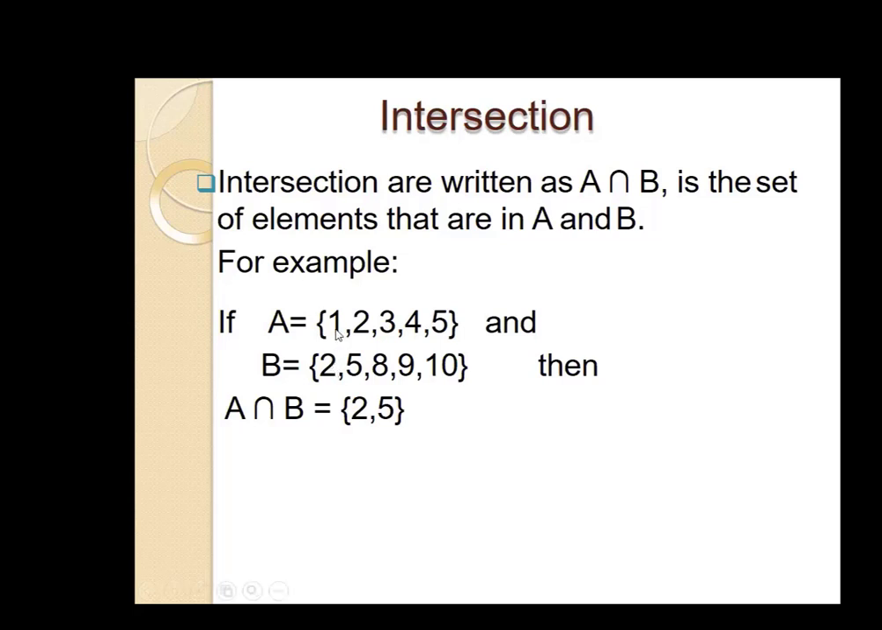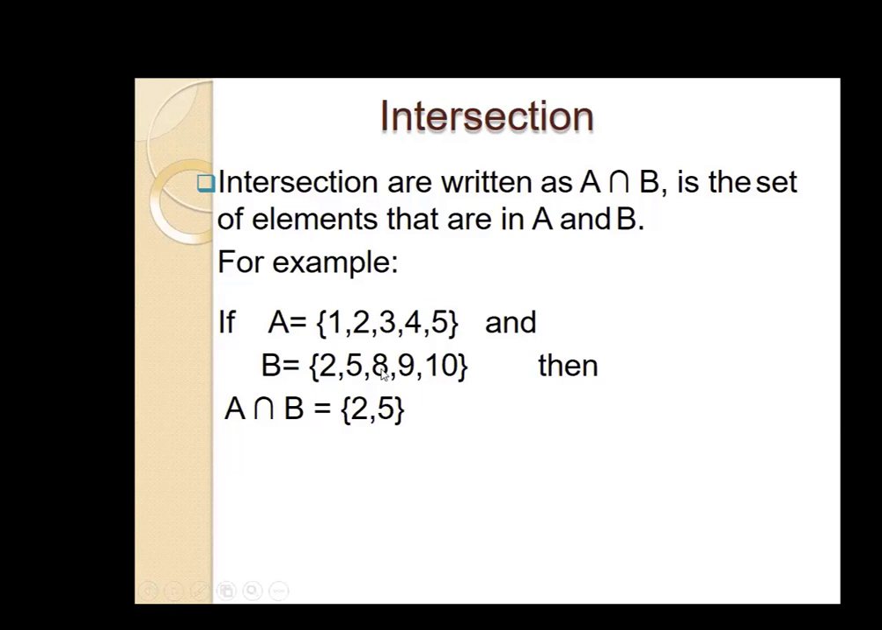Here you can see 1 is part of A but not included in B. 2 is part of A, and it is also included in B, so this will come over here, right? 3 is only part of A, it is not present in B. 4 is only part of A, not present in B, right? 5 is present in set A and also in set B, so it is common in both sets A and B. So we will mention it over here.